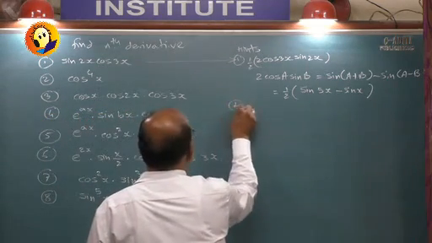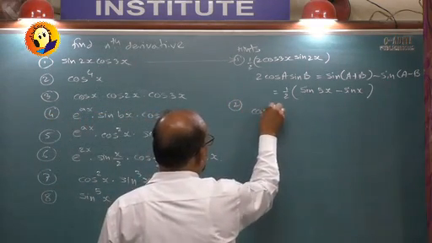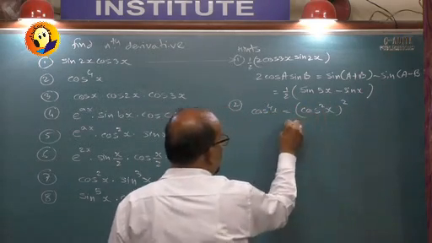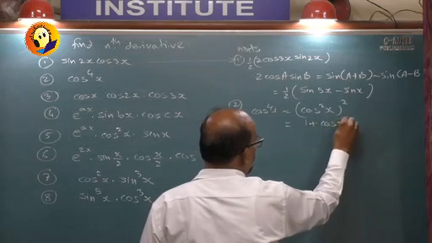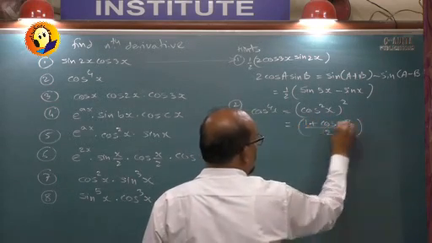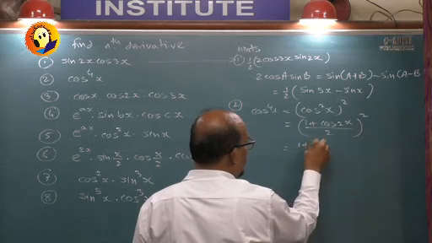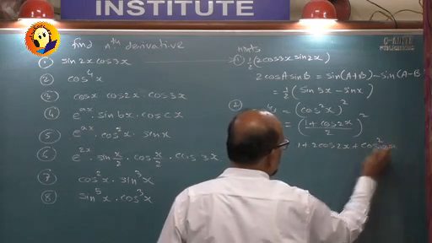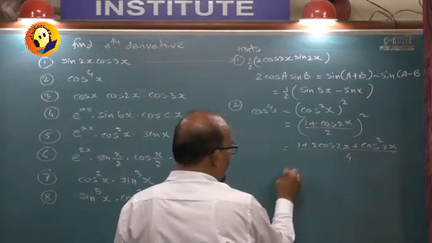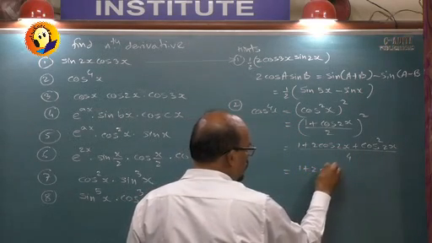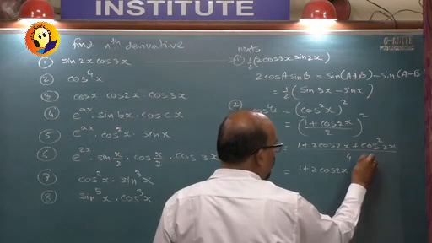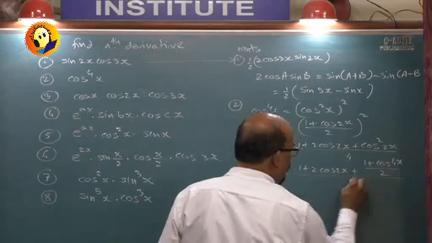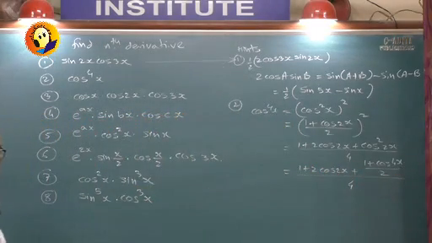For the second problem, cos raised to 4x should be written as cos square x whole square, that is (1 plus cos 2x upon 2) square, which becomes 1 plus 2 cos 2x plus cos square 2x upon 4, and again write it as 1 plus 2 cos 2x plus (1 plus cos 4x upon 2) upon 4. Simplify, separate and do it.